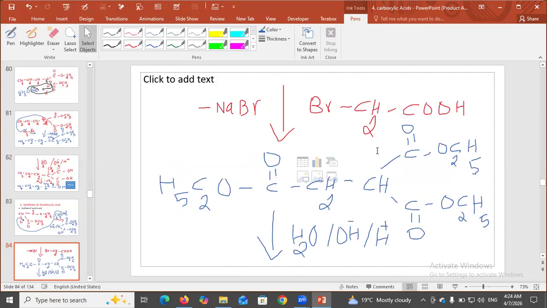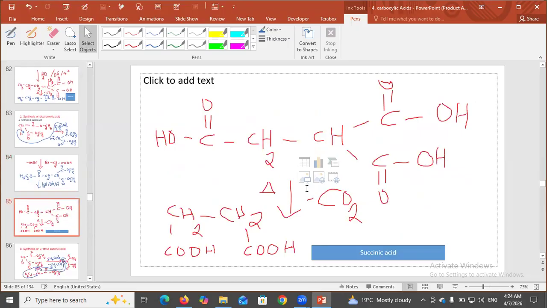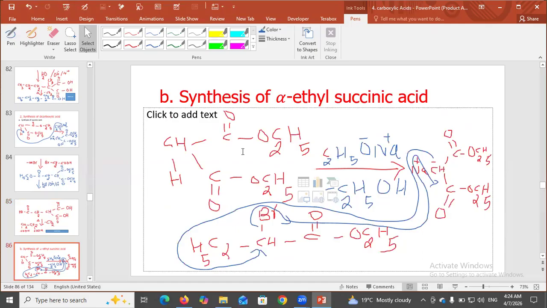Again treated with bromoethanoic acid, and this product again hydrolyzed to produce these carboxylic acids, and heated produces this succinic acid. Synthesis of alpha-ethyl succinic acid.